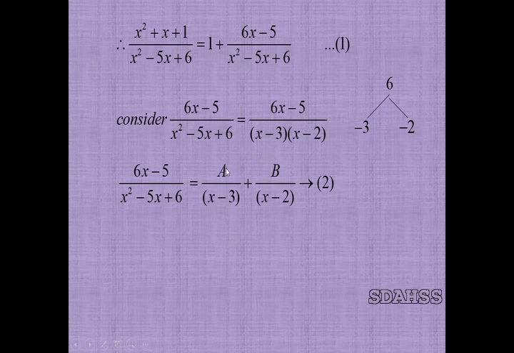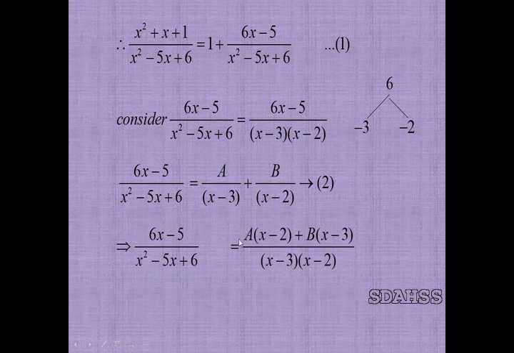So this can be written as a by the first term x minus 3 plus b by the second term x minus 2. Mark it as second equation. Then take the LCM. Here the LCM is x minus 3, x minus 2. Cross multiply: a into x minus 2 plus b into x minus 3. Cancel the denominator. Remaining you have 6x minus 5 is equal to a into x minus 2 plus b into x minus 3. Mark it as third equation.